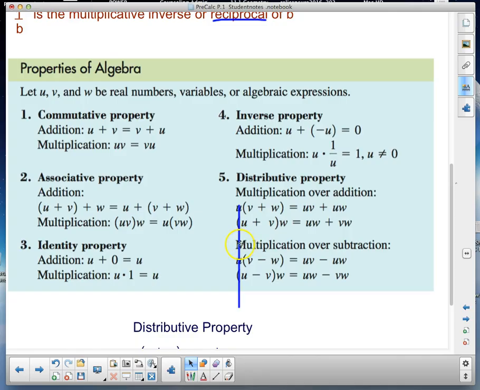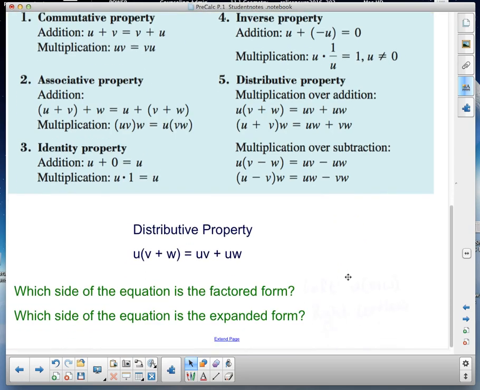As we go on to 5, distributive property: u distributes to v and w, or we can have w distribute to u and v. However we'd like to look at it, we use parentheses and multiply those out. Multiplication over subtraction happens the same as multiplication over addition, except we just have a subtract sign in there for the distributive property. Now, in the distributive property, which side of the equation is in the factored form? It should be the left. And which side is the expanded form? It's the right, uv plus uw.